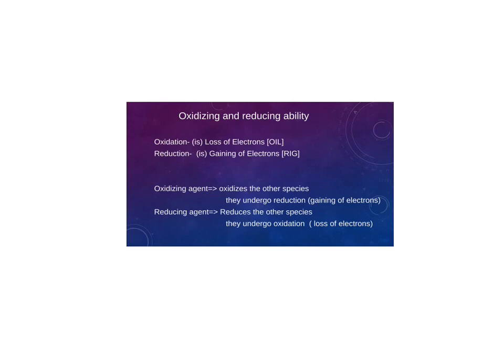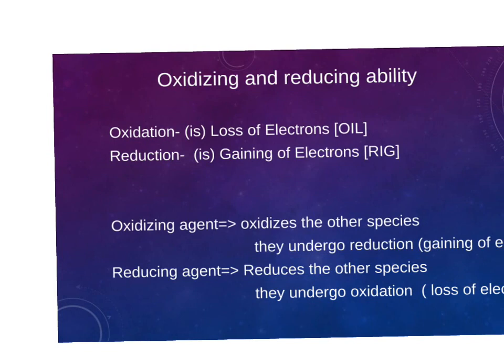Now we have to talk about the trend of oxidizing and reducing ability across the electrochemical series. Before going into that, we have to know some terms so that they are not unfamiliar. Oxidation and reduction: as you can see in this slide, oxidation is loss of electrons, and reduction is gaining of electrons. To remember easily, we have the acronym OIL RIG: oxidation is loss, and reduction is gaining.